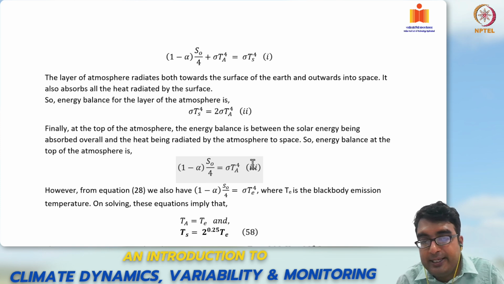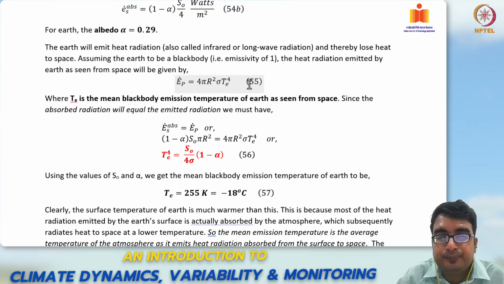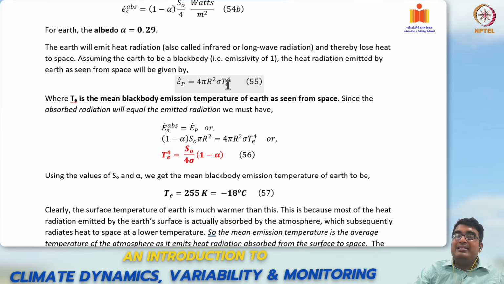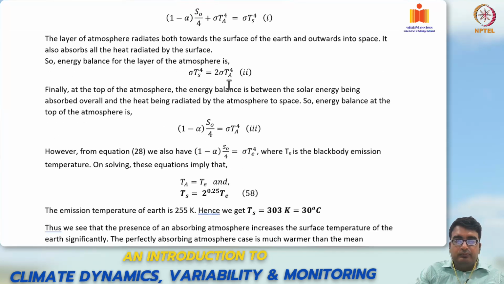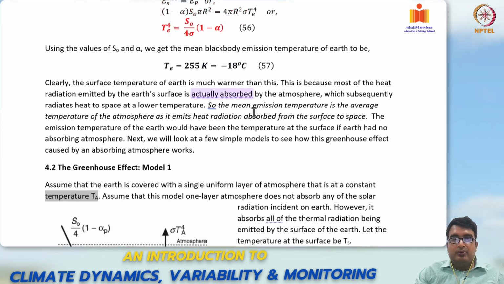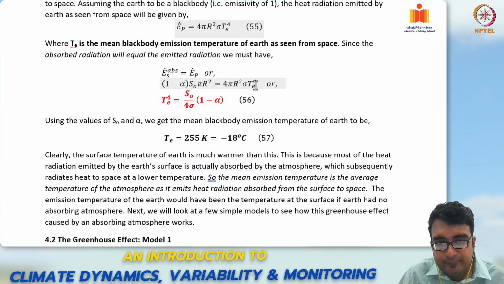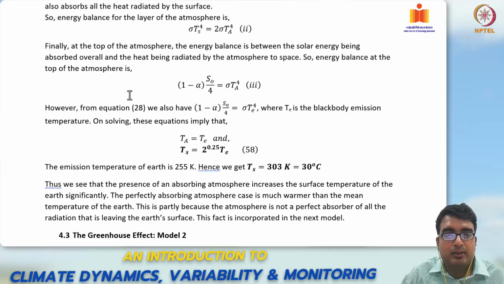The other important point here to note is, if you go back to equation 55 here, this is the radiation emitted by Earth as seen from space, correct? So here (1 minus alpha) S0 by 4 is equal to sigma Te to the power 4. Okay, so if you see this expression, (1 minus alpha) S0 by 4 equals sigma Te to the power 4. Let's label this equation 56.